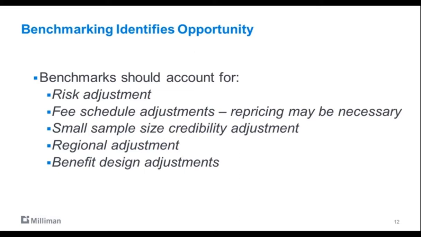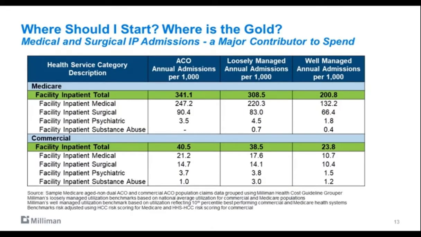Also, if you're benchmarking costs, really fee schedule adjustments need to be made because some reimbursement may be much higher in some regions than others. A small sample size needs some credibility adjustment performed. Regional adjustment may be necessary, and benefit design adjustments. If it's a high deductible health plan versus a PPO, there's different utilization that you'll notice and needs to be adjusted for.